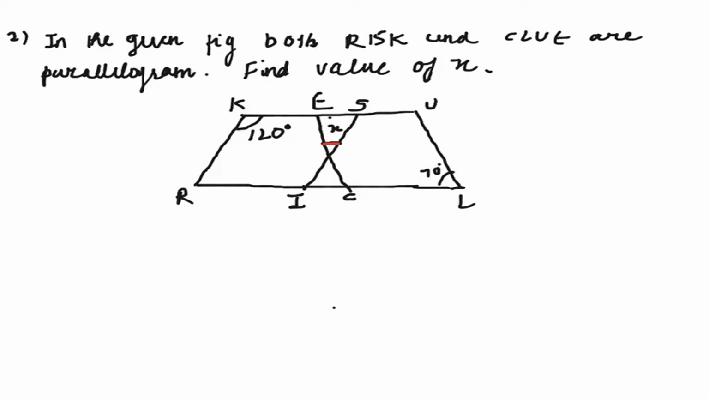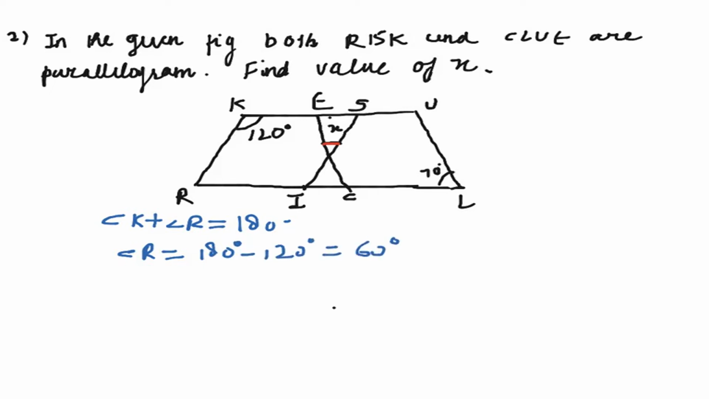Now in this we will use the different properties. The first property is the adjacent angles of a parallelogram: the sum of adjacent angles will be 180 degrees. So it means angle K plus angle R will be how much? 180 degrees, right? Now we have been given 120 degrees. So clearly we can find angle R is equal to 180 minus angle K, that is 120 degrees. It will be equal to 60 degrees, right? Till here we did nothing, we just used a property: the sum of adjacent angles of a parallelogram is 180 degrees.